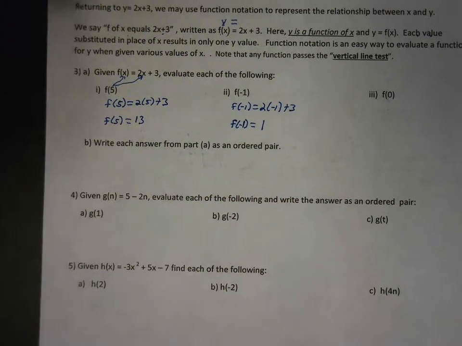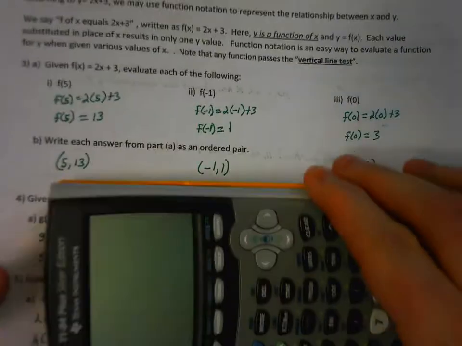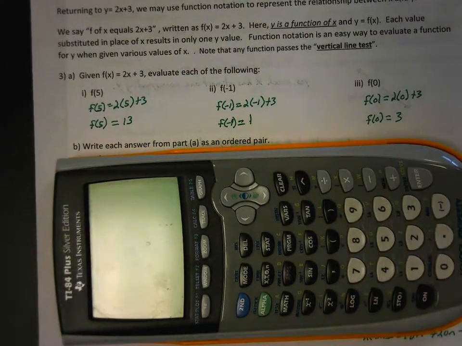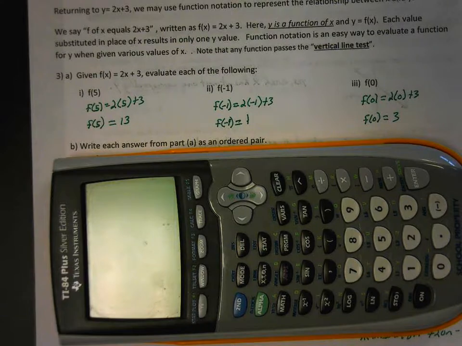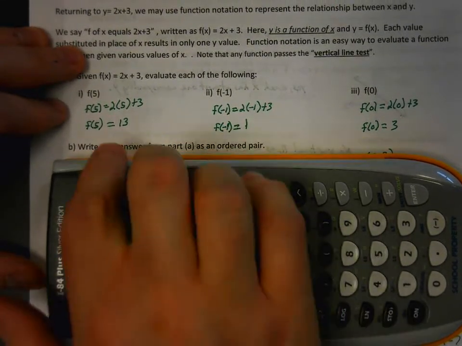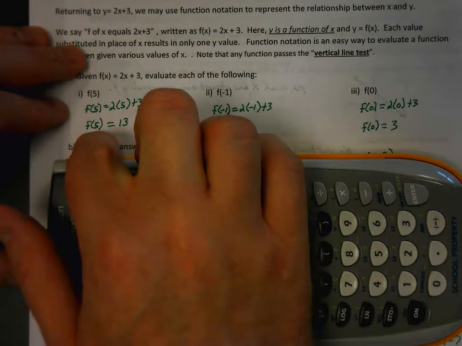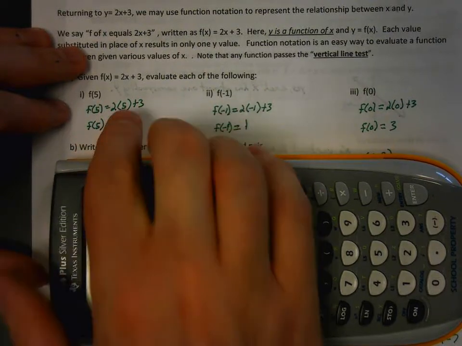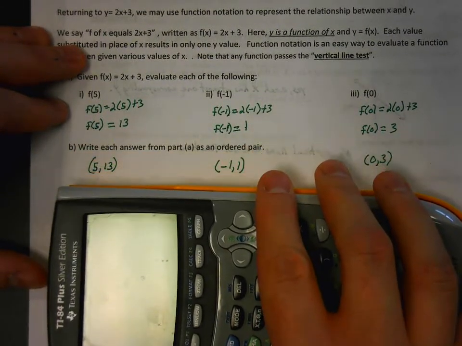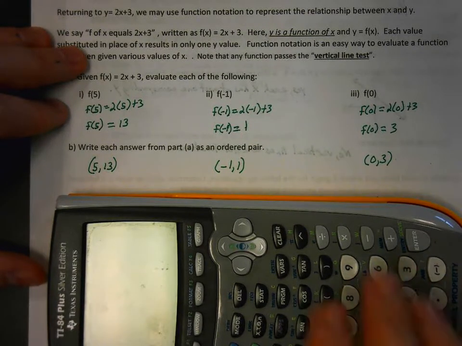And then f of 0, I just have to take a second and do that, and I'll put the answers up here for the sake of time. So f of 0, you get 3. Now part B wants you to write them as an ordered pair. Well, in the first one we put 5 in place of x. So when x is 5, the output, or y, is 13, which gives you 5 comma 13. And then the other ones are there: negative 1, 1, and 0, 3.